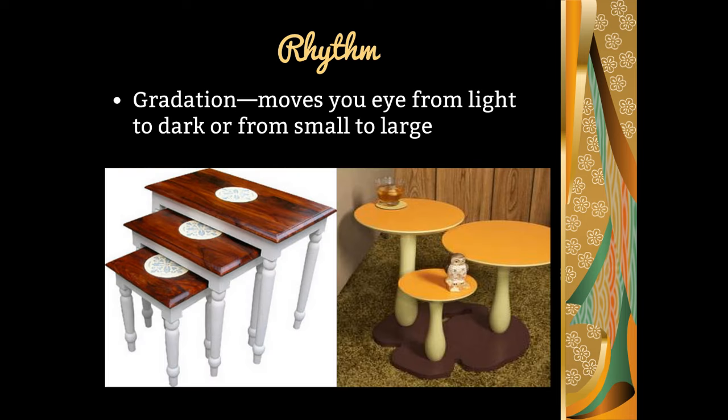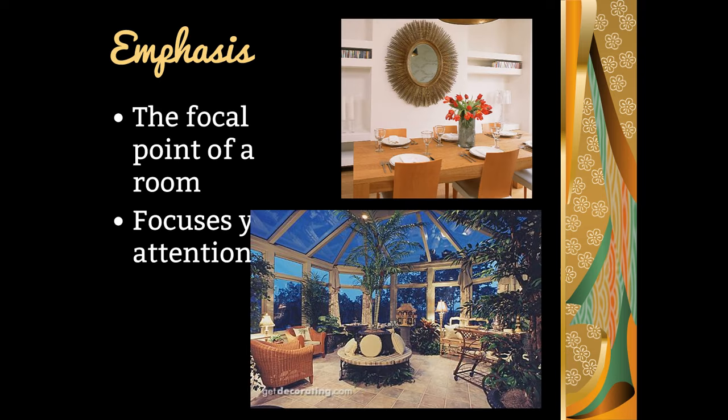And then another form of rhythm is gradation, which moves your eye from light to dark or from small to large. So here's two examples of gradation with small to large, because it has the three different kinds of tables, three different sizes. If you did shading, like the ombre look, which is very popular right now in home decor, with a vase where it starts off really light at the top, and then it gradates down into the darker color. So that's another form of rhythm.